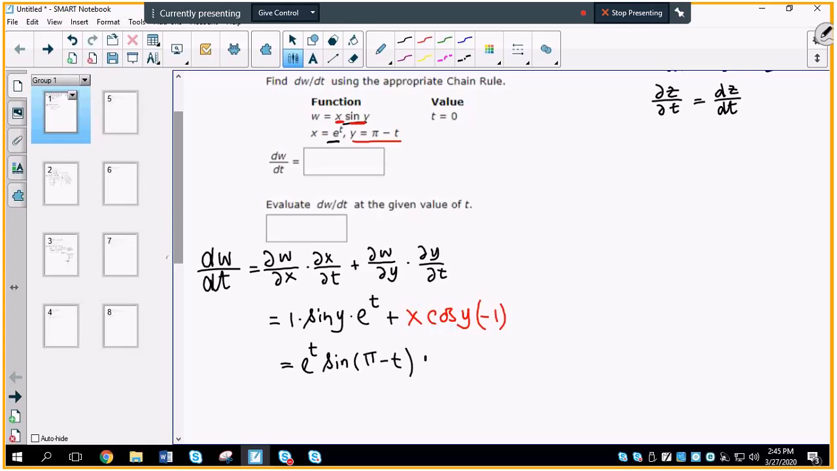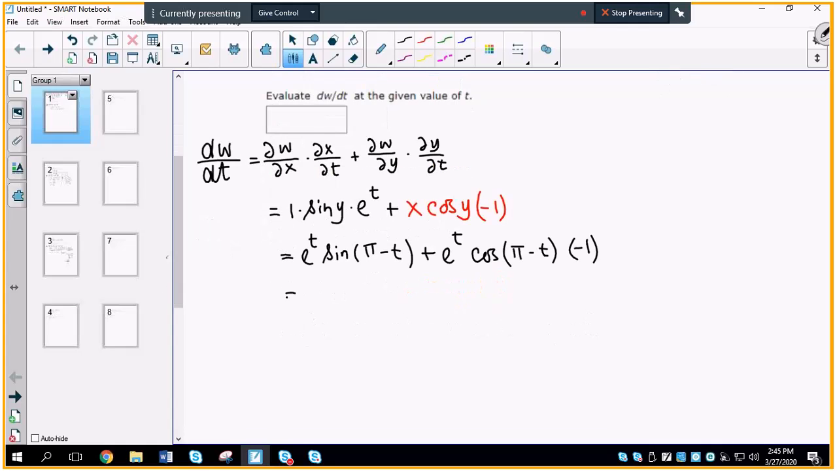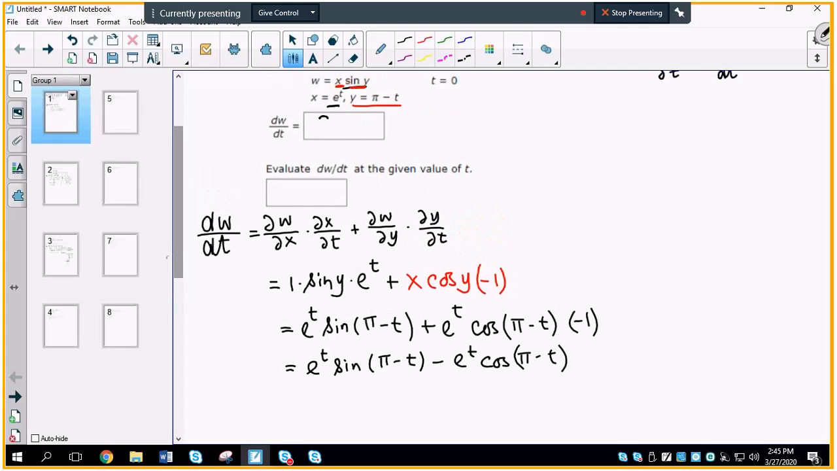Plus x, well, what is x? X is e to the power t. And then you have negative 1. So cosine, first change the y by pi minus t, and then you will have to use this negative 1. So your final answer for the first question will be e to the power t sine of pi minus t, and then minus e to the power t cosine of pi minus t. So that has answered the question when we were wanting to know dw dt.